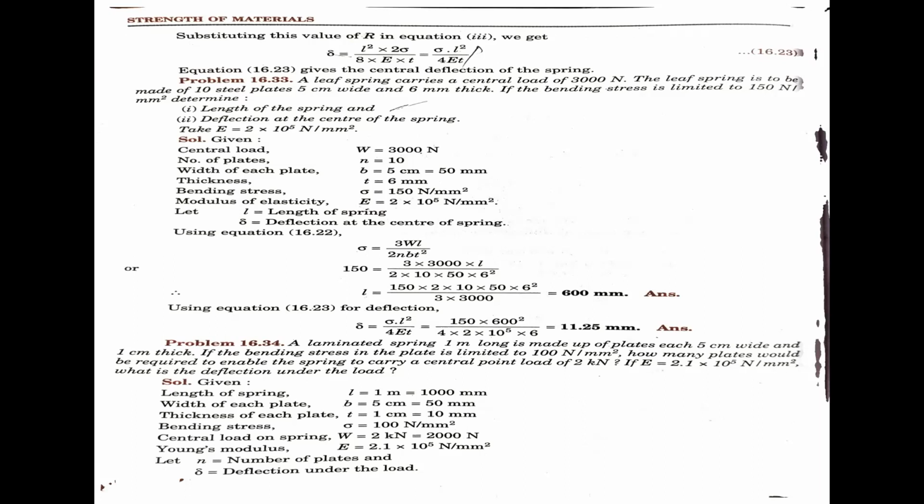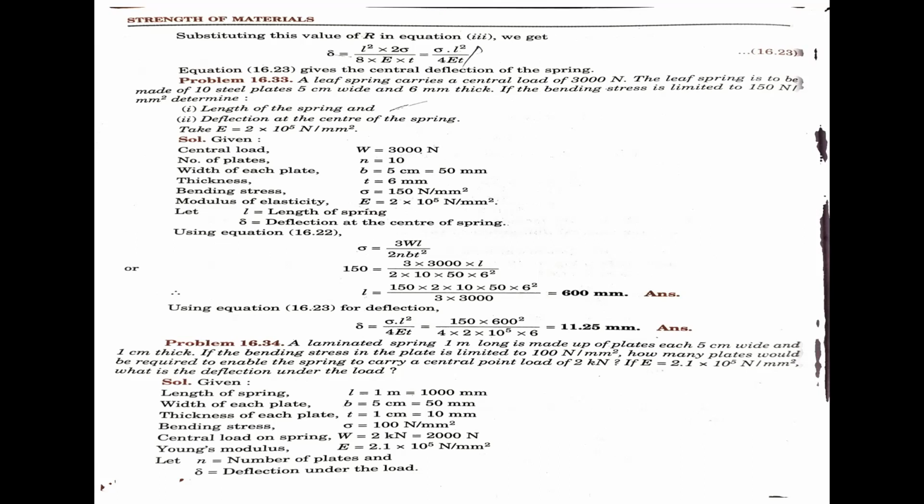A leaf spring carries a central load of 3000 newtons. The leaf spring is to be made of 10 steel plates, 5 centimeters wide and 6 mm thick. If the bending stress is limited to 150 Newton per mm square, determine the length of the spring and the deflection at the center of the spring.